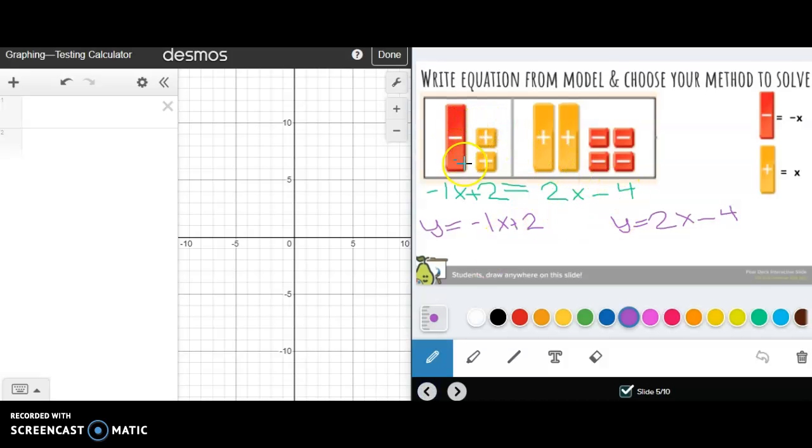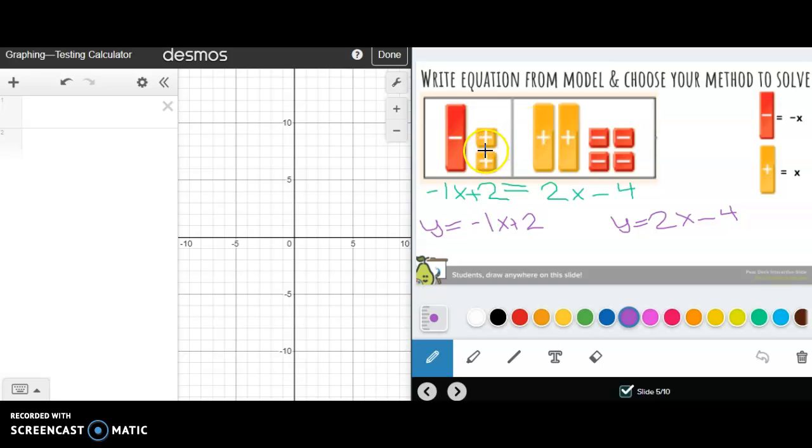So we use the model to write the equation. We're only using the model to write this time. We're not going to use the model to solve because they're different on each side. I've got plus and then minus. Those are not the same. I can't just take them off. They have to be identical in order to just take them off.